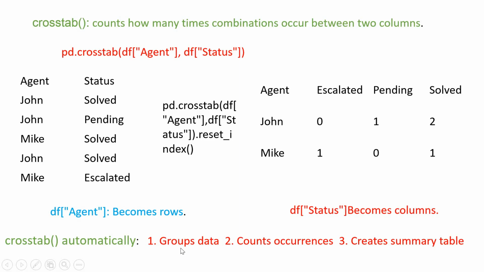It automatically groups the data, counts occurrences, and creates the summary table. So that is a kind of summary table being created. That is the purpose of crosstab.